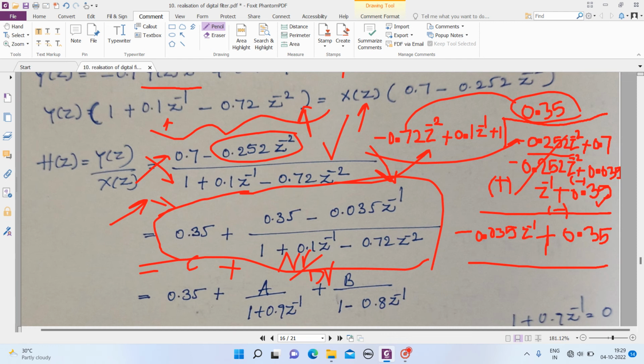Thereafter, we have to change the equation. You know very well, this is the divider method, and you know very well how to solve it. The first term gets cancelled out, so the remaining term is 0. Minus, here we have changed the sign, right? Minus 0.035 z inverse plus 0.35.